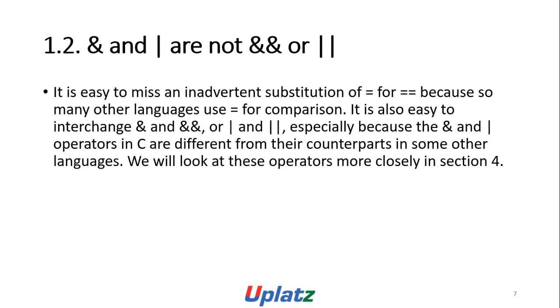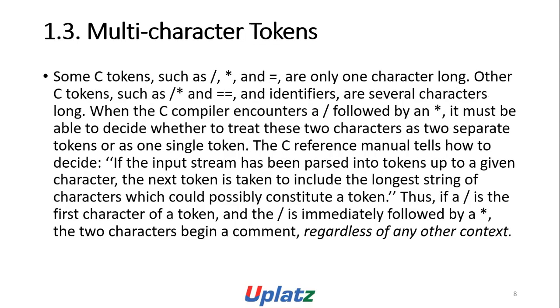It is easy to miss an inadvertent substitution of = for == because so many other languages use = for comparison. It is also easy to interchange & and &&, or | and ||, especially because the & and | operators in C are different from their counterparts in some other languages. We will look at these operators more closely in section 4.